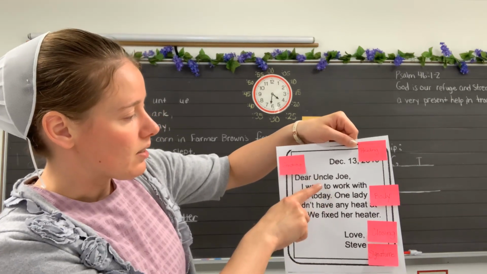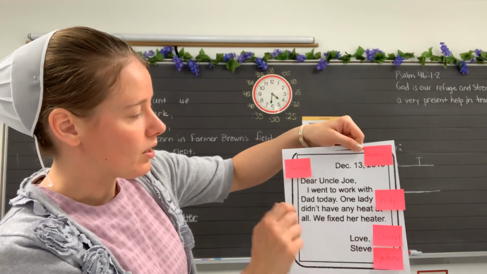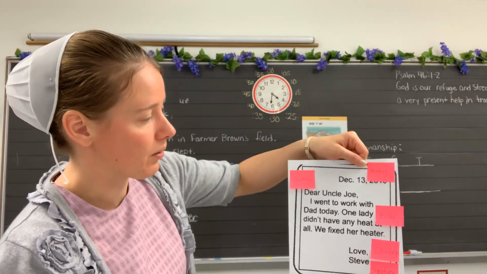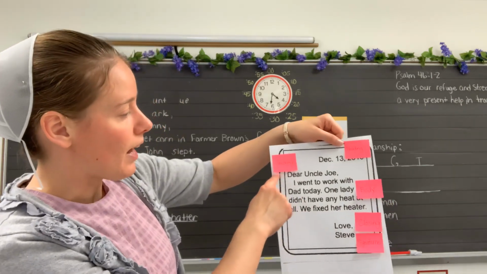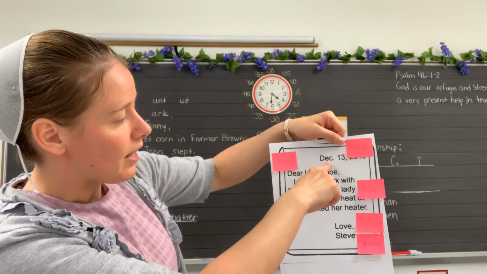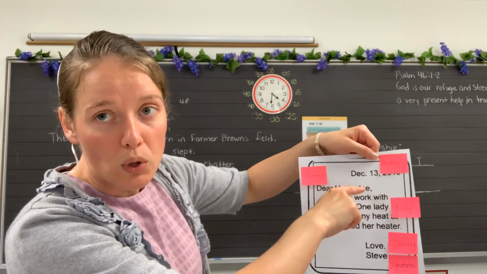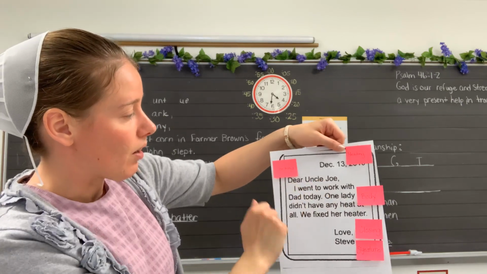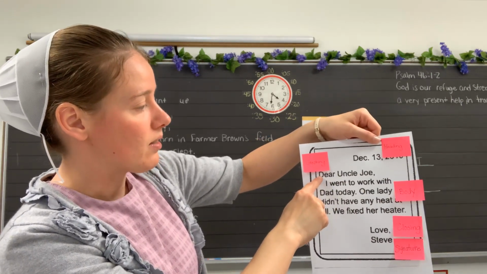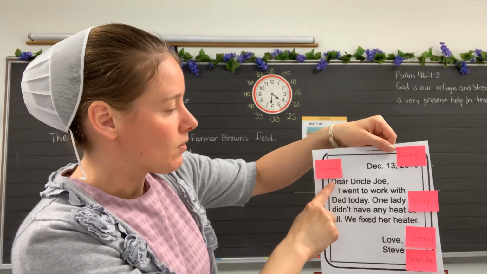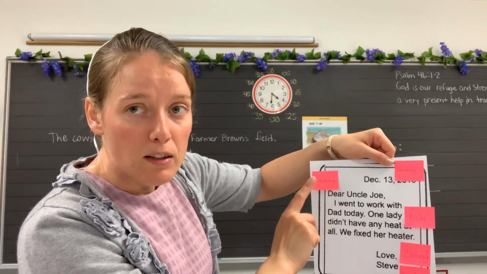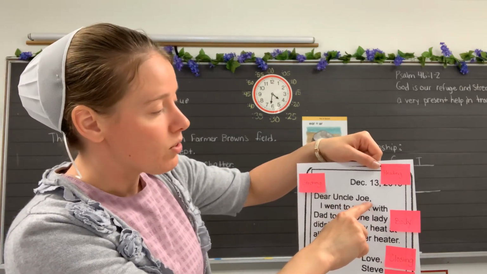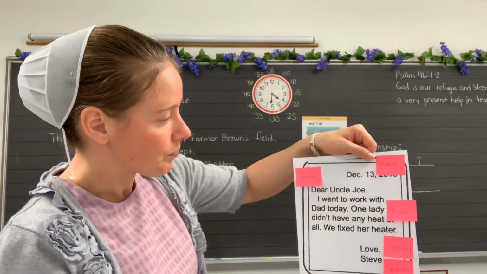And then the body is this part, and closing and signature. But today we're going to focus on the greeting. Dear Uncle Joe is the greeting of this letter. The greeting is written on the left corner underneath the date. You would skip a line or two underneath the date, and then go in the left corner and write the greeting there. Do you notice how every word gets capitalized in the greeting, and of course names? Then you get a comma at the end of it.